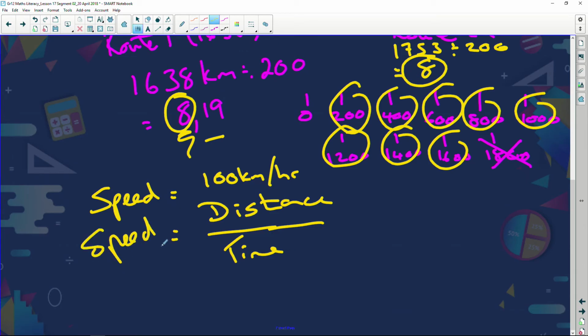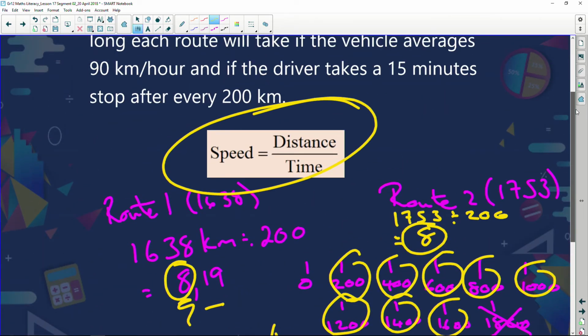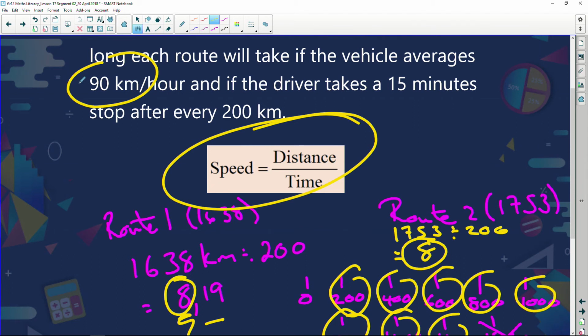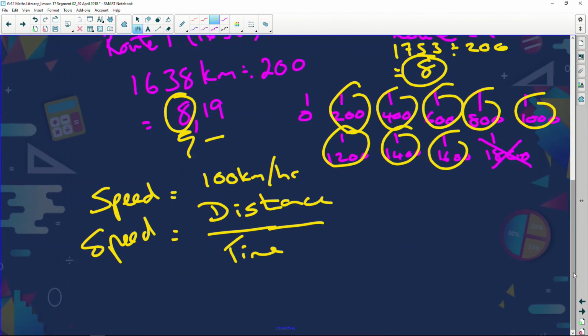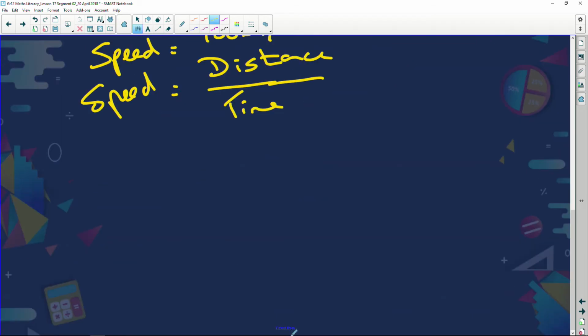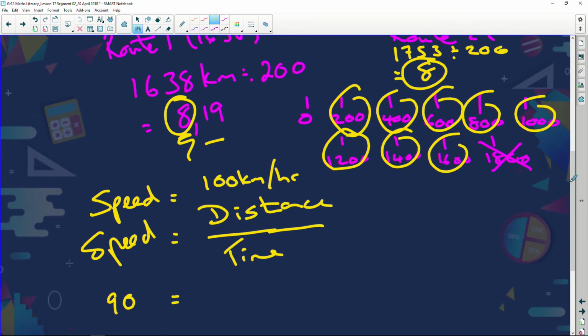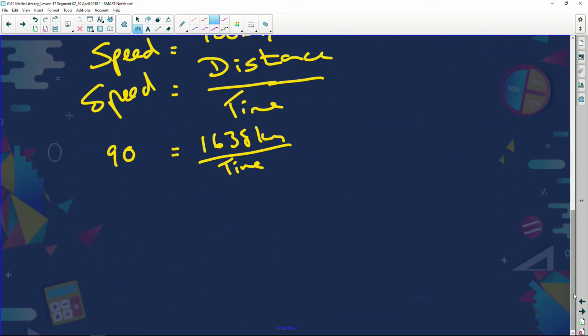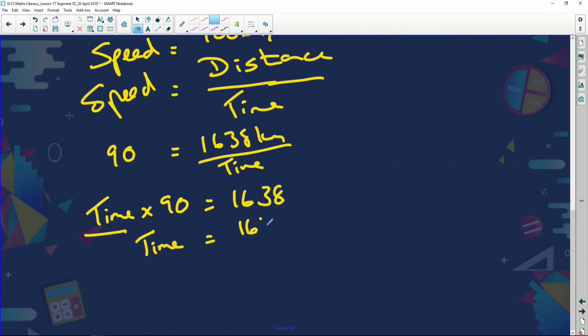Now, I've been given my speed, haven't I? Yes, I have. I've been told if I average 90 kilometers an hour, how long will this trip take me? So we're going to say, okay, so speed is 90 kilometers per hour, right? The distance I'm traveling is 1,638 kilometers, and I want to work out how long this is going to take me. In other words, my time. So I'm going to cross multiply and get time times 90 equals 1,638. I want to keep time by itself, so time is going to be 1,638. I times by 90, I divide by 90.